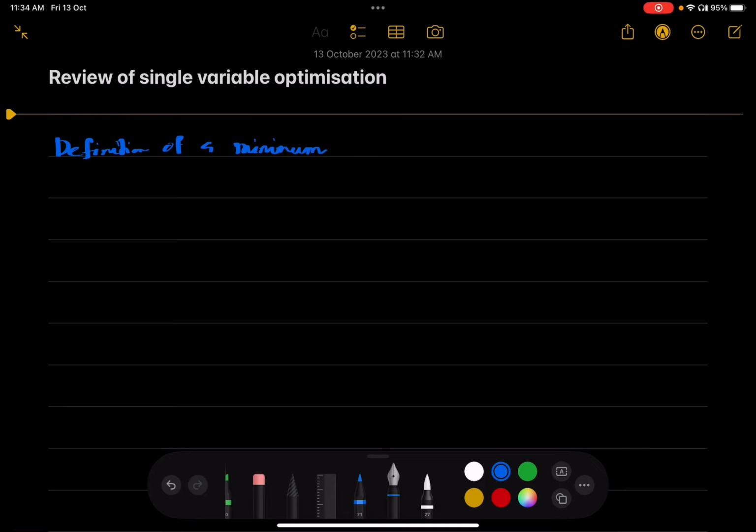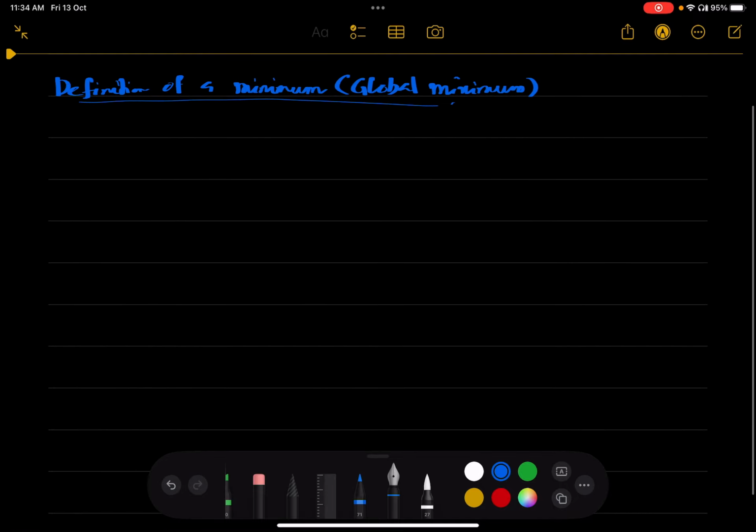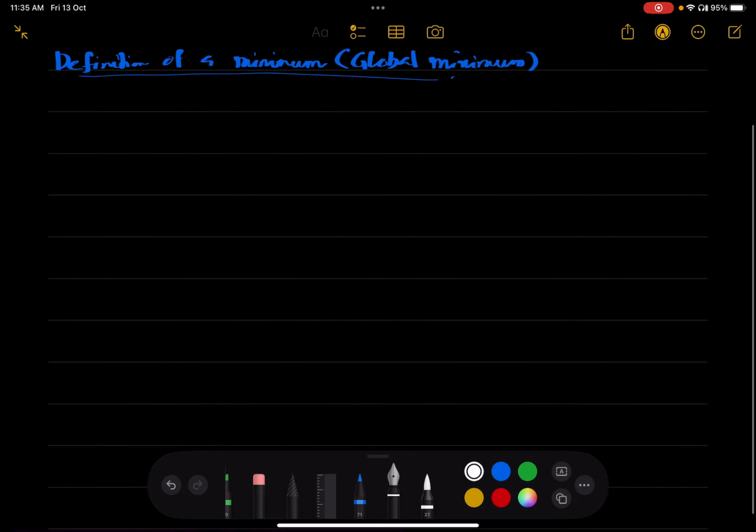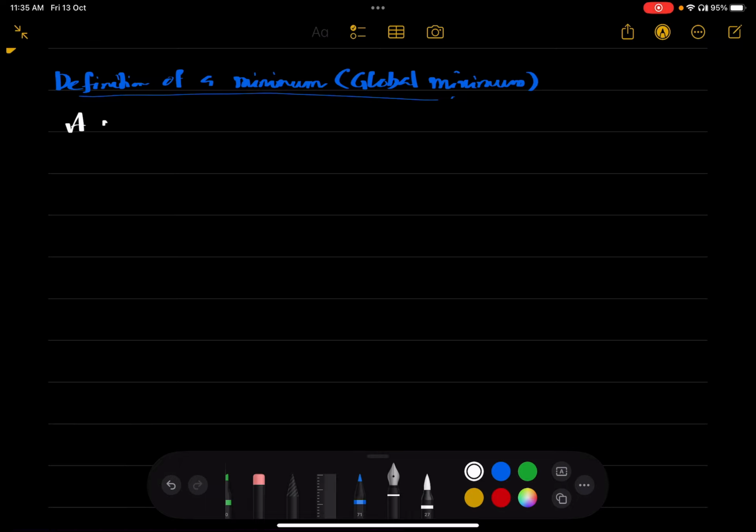Let's start with the global minimum first, because that is the absolute minimum, or the strict minimum, of that particular function. For the entire function, that is the point which takes the lowest value. How do we define a global minimum? So a point x star is a global minimum of a function f of x. This is a one-dimensional function. Right now we are considering x as a single dimensional variable.